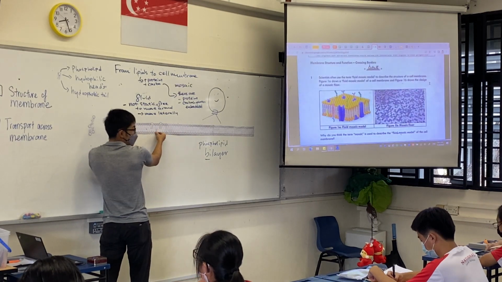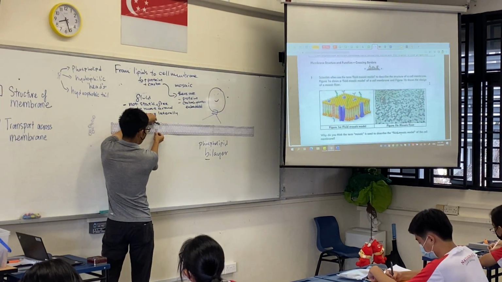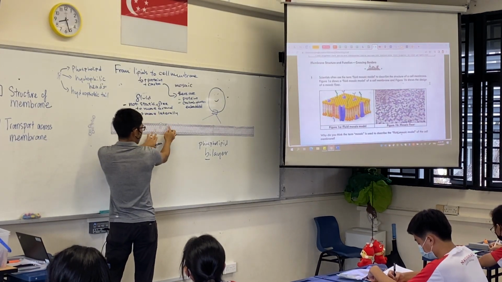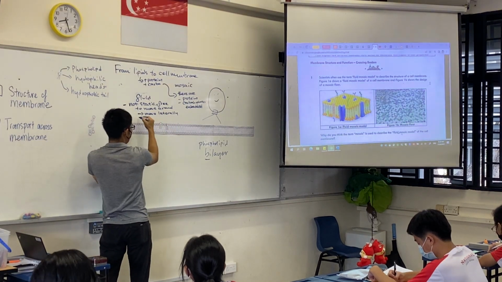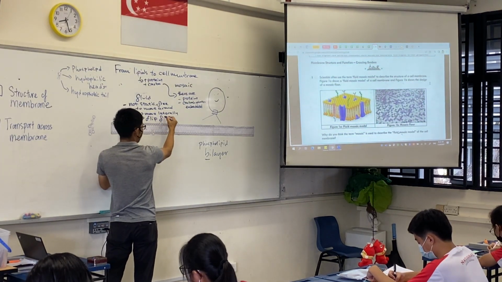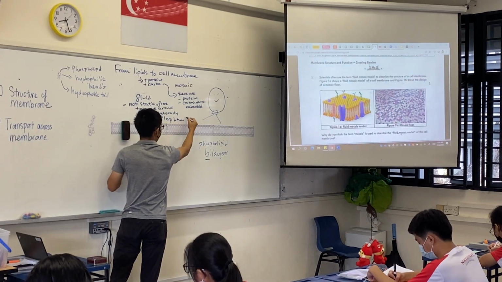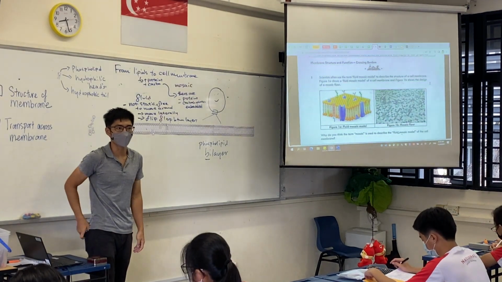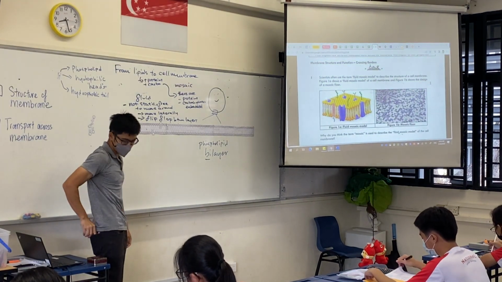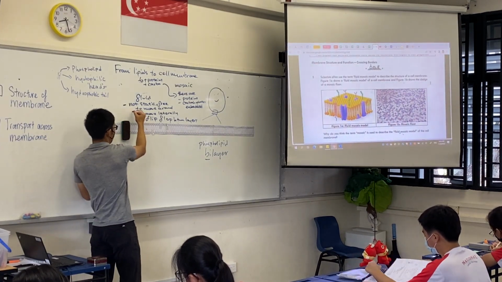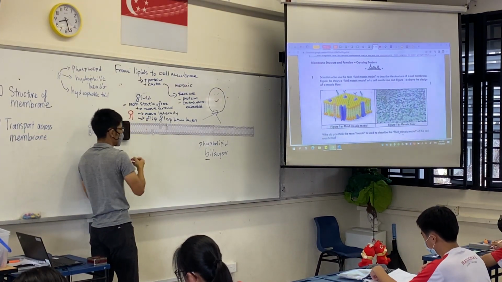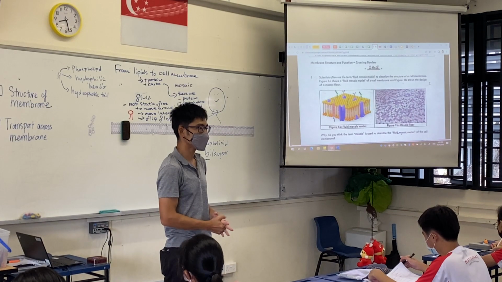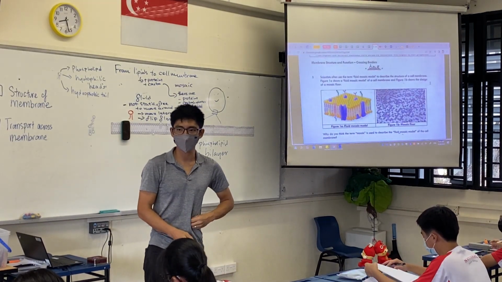But on top of that, they can also flip-flop from layer to layer. So a phospholipid at the bottom will flip-flop to the top. The ones on top can flip-flop to the bottom. That's how fluid they are, these phospholipids. So they can also flip-flop between the layers. That's how fluid the phospholipid bilayer is. Okay, they can move laterally, they can flip-flop. Okay, we pause here, I'll take some questions.